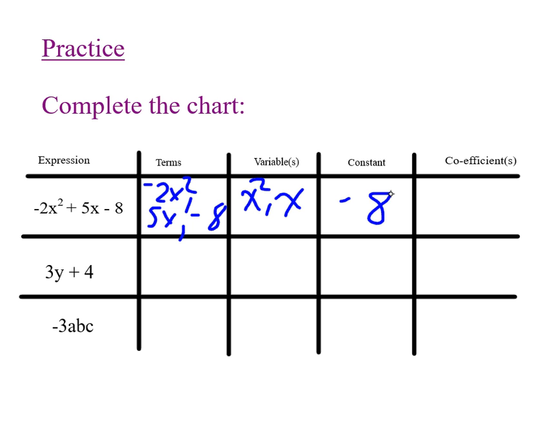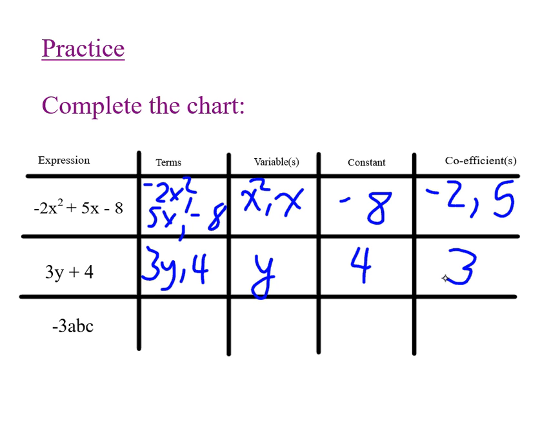Be careful. Do you think it would be negative? And the coefficients are negative 2 and 5. Remember, they're the things that are attached with a letter. In the second example, there are 2 terms: a 3y and a 4. The variable is y. The constant is 4. And in this case, there's only one coefficient, 3. By the way, your constants and your coefficients together should equal how many terms you have. So that's a way to check your work.